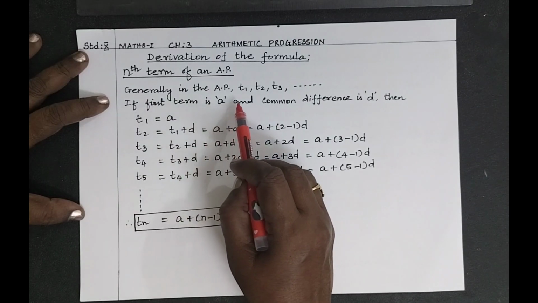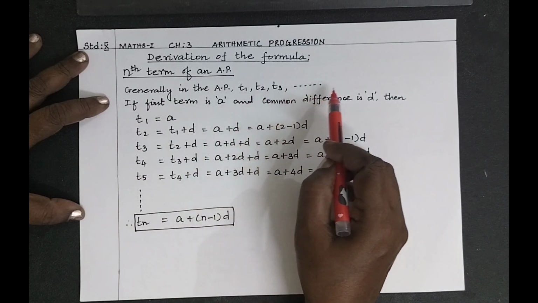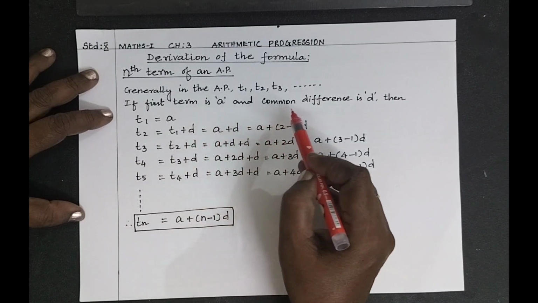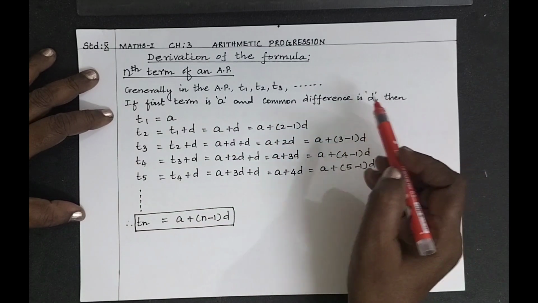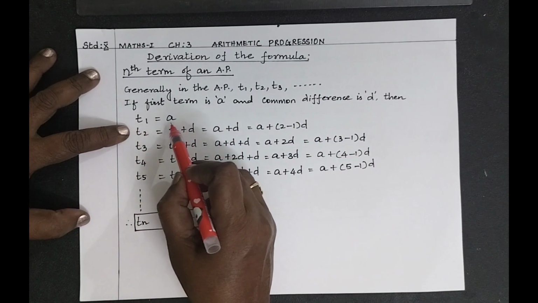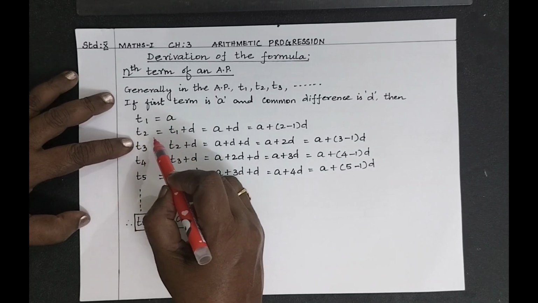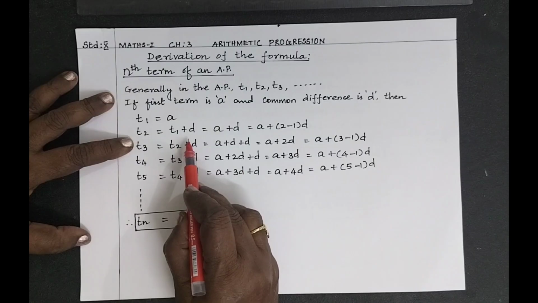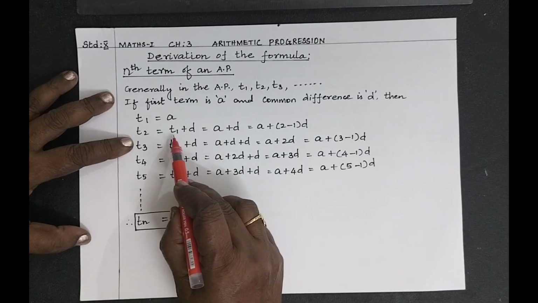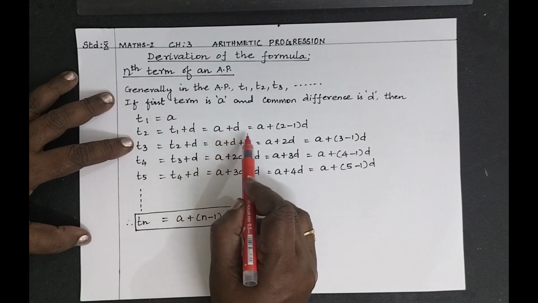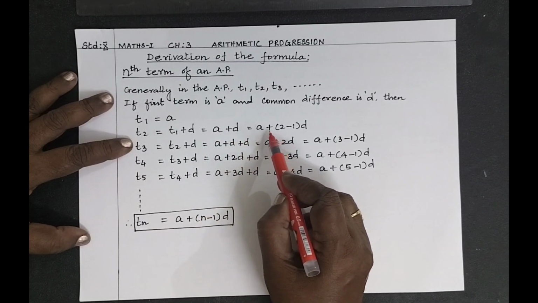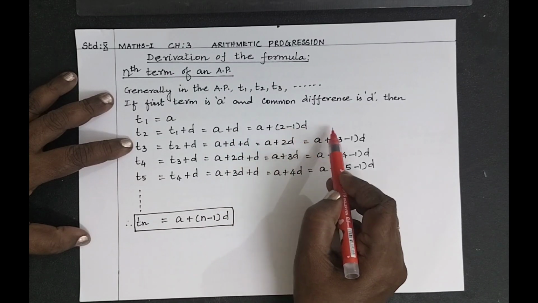Generally in the AP T1, T2, T3 etc., if the first term is a and the common difference is d, then the first term T1 equals a, and the second term T2 is the first term plus the common difference. That is, a plus d, which can be written as a plus (2 minus 1) into d.